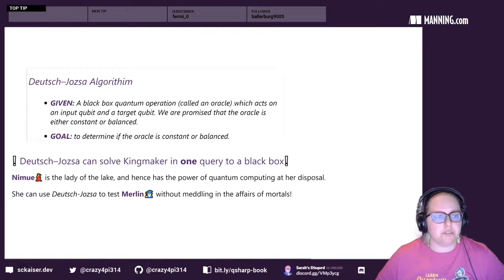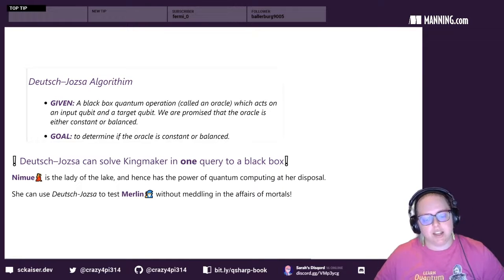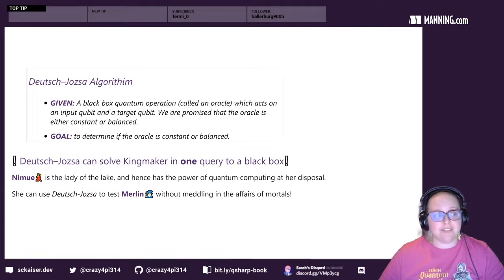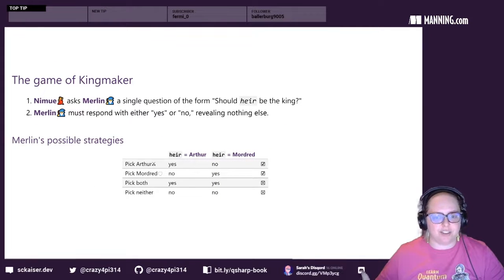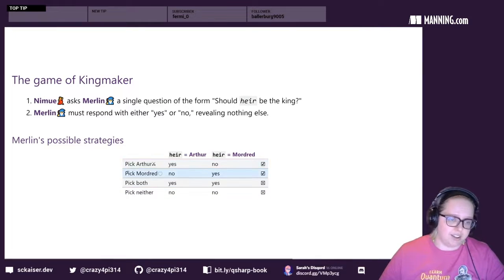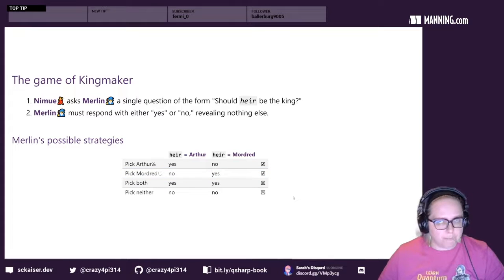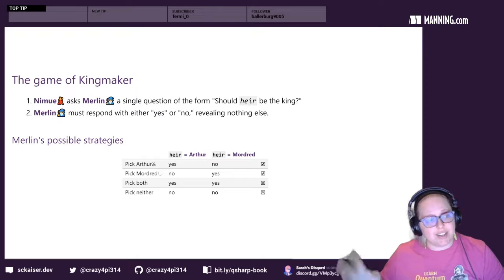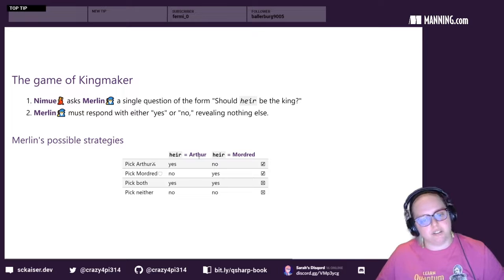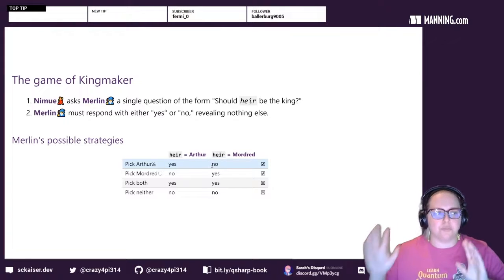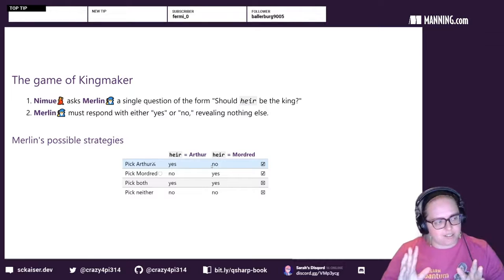We're actually going to be able to solve this in just 1 query to the black box, or 1 query to this oracle. Now, given our formulation, that might not seem like a lot of savings, because if we were to do this classically, if you were Nemune, you could just ask Arthur both questions, and you would then know for sure which of the 4 strategies Merlin's using. But we don't actually care about his specific strategy. So the quantum algorithm allows us to go from 2 queries to 1 query, which doesn't sound super great.